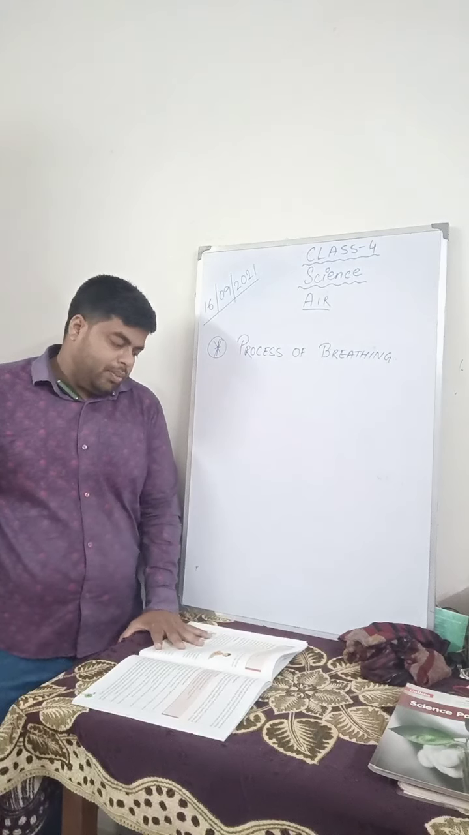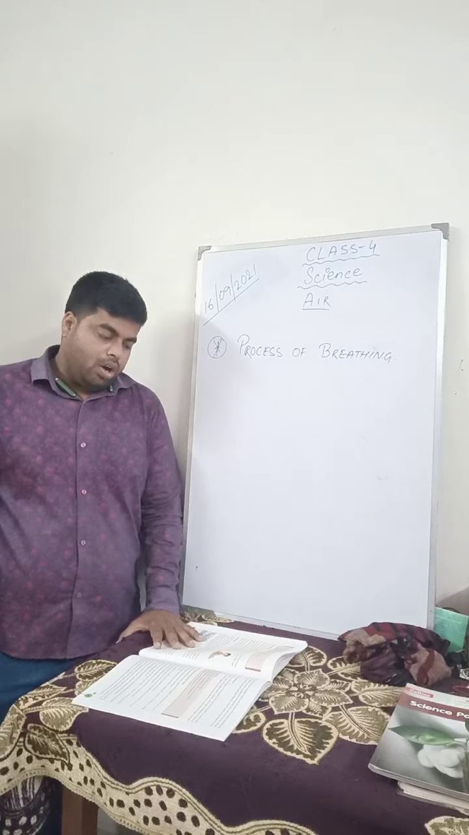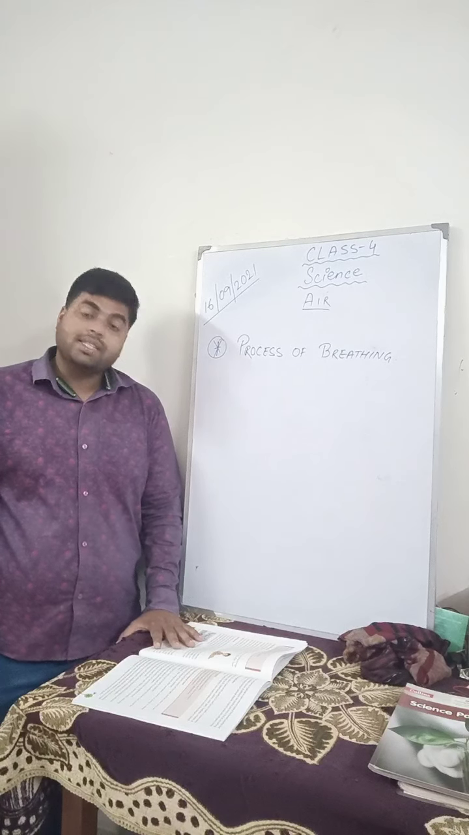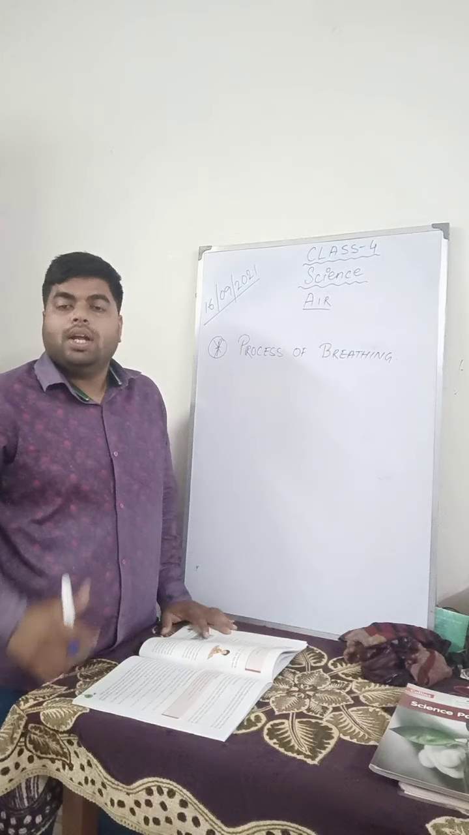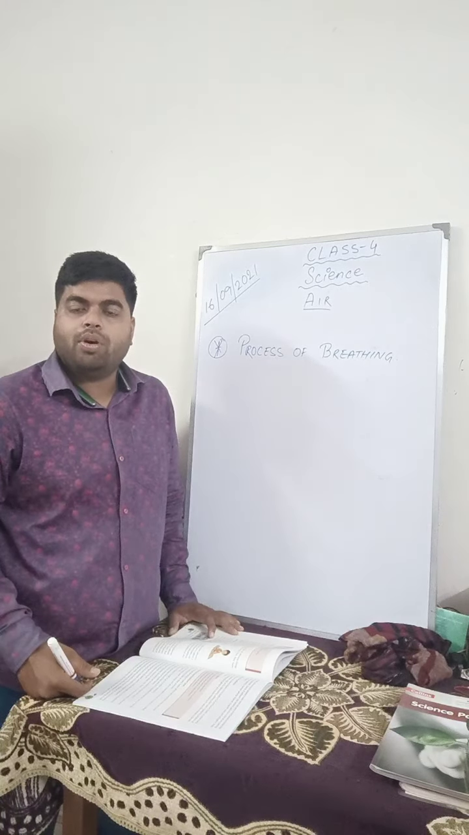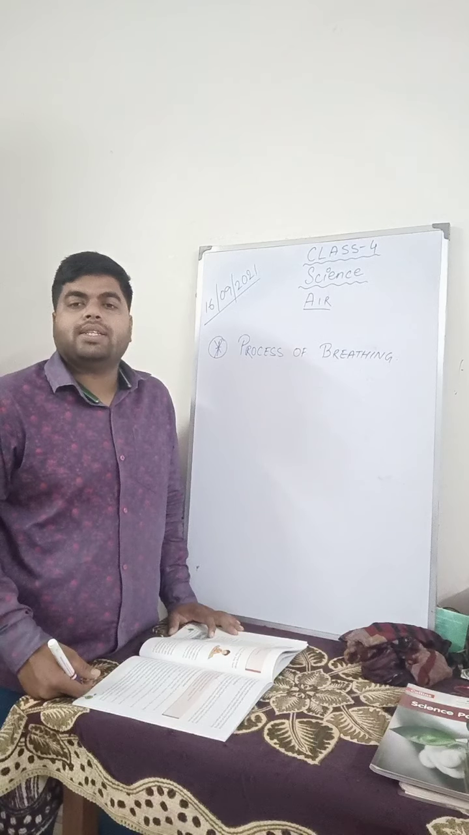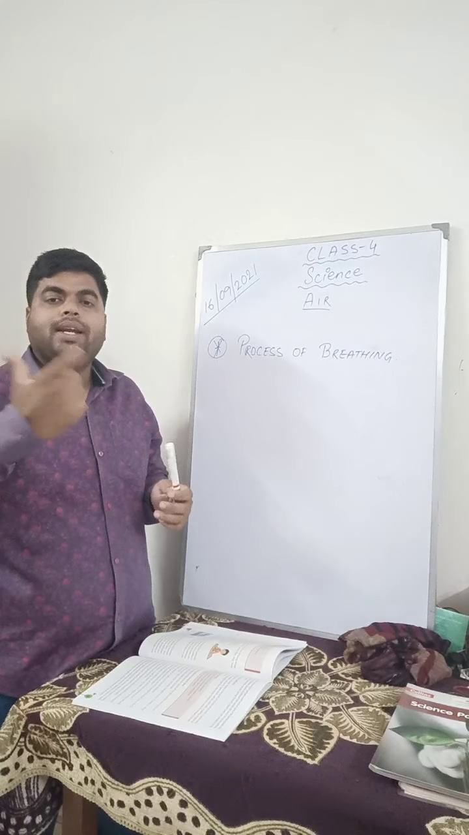We know that breathing is the process of taking in and giving out air. All living things need air for their survival. Each and every living thing needs air to survive. Human beings and animals take in oxygen and give out carbon dioxide. Plants take in carbon dioxide and give out oxygen. So there is an exchange of gases between plants and animals.